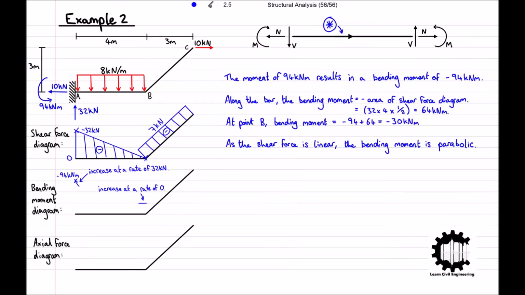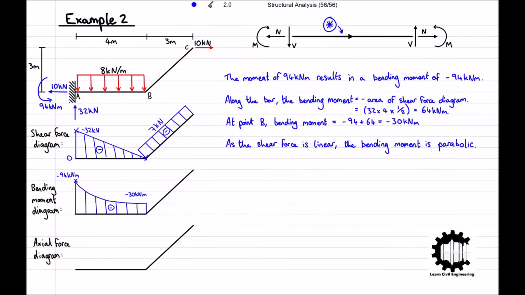So we can plot this on our diagram as well, remembering that the bending moment is increasing at a rate of 0 at point B, i.e. it is flat. Now we can simply connect the two plots with a parabolic curve like so.